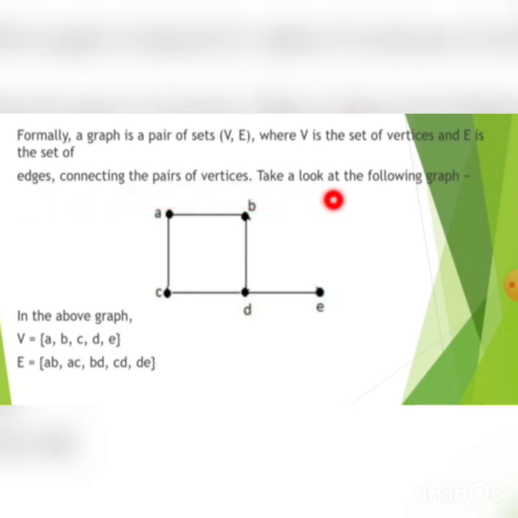Take a look at the following graph. In the above graph, the set of vertices V is A, B, C, D, E, and the set of edges is AB, AC. Here AB, this is A to B, and AC, BD, CD, and DE. These are edges, and A, B, C, D, E are vertices.